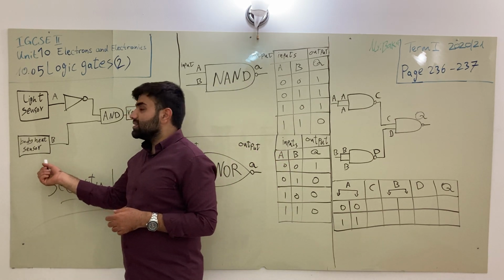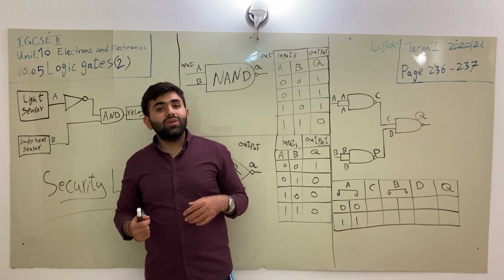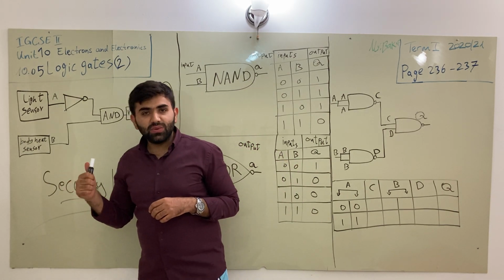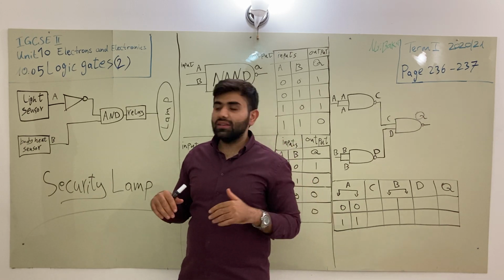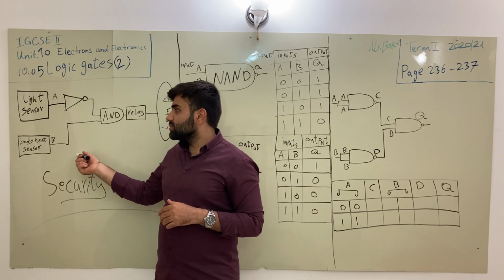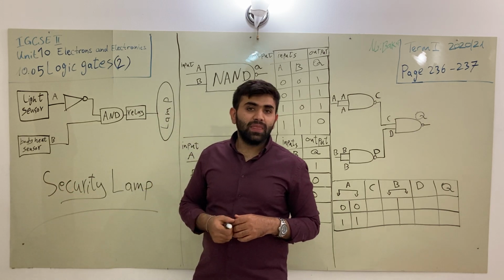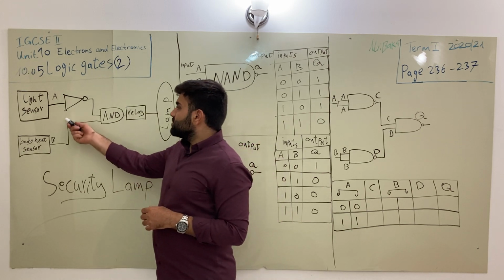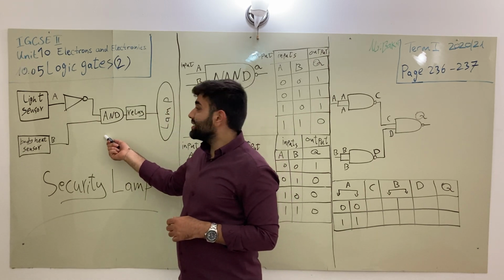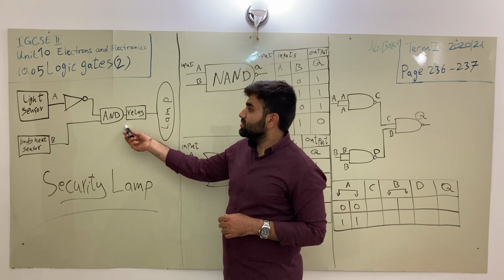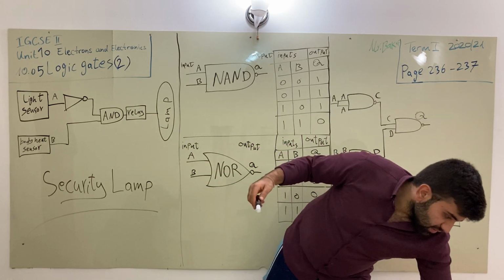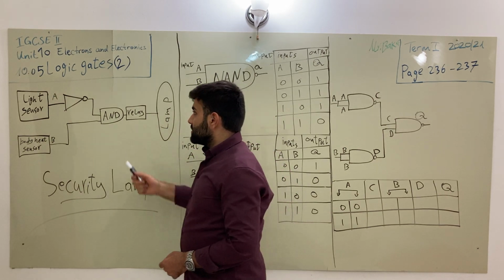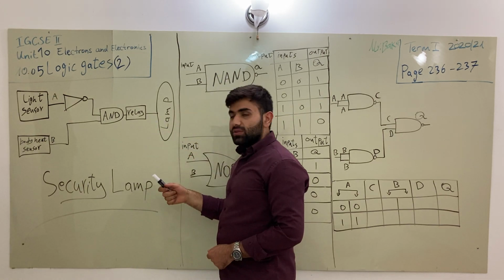And then we have the body heat sensor. That means this sensor will give a high. We say 0 is low and 1 is high. It will give us 1 when somebody comes. So that's the job of the body heat sensor. Both are connected to an AND logic gate, and the output of the AND gate is connected to the relay, and the relay to the lamp. So the relay is just a switch for a heavier load.